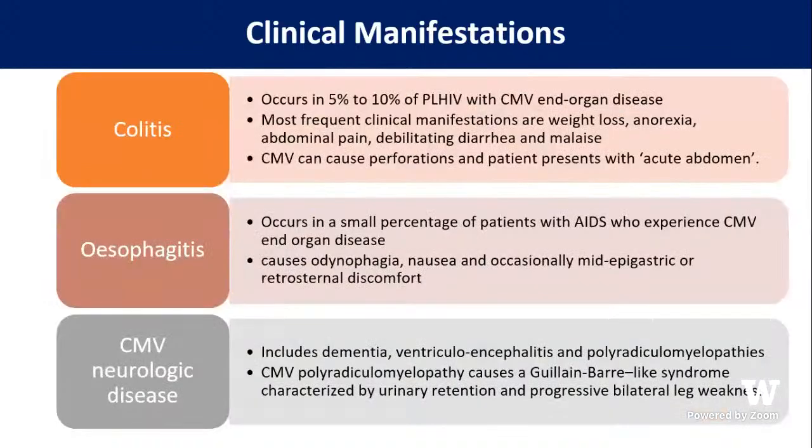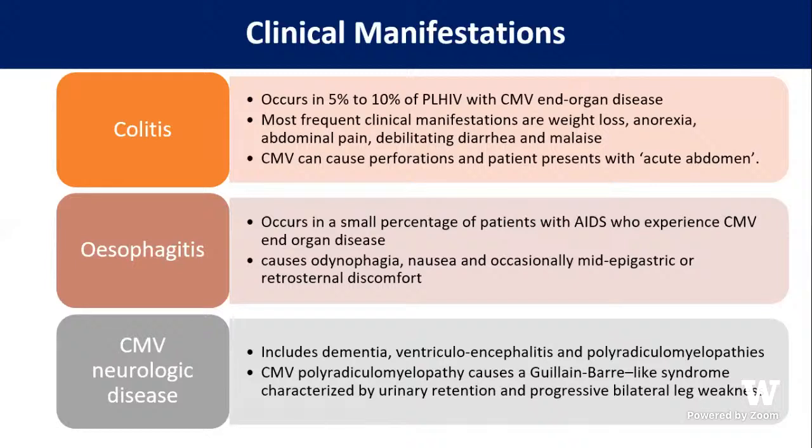Next. So colitis, esophagitis, and other neurological diseases are other manifestations of CMV disease. Colitis presents with weight loss, anorexia, GI bleeding, debilitating diarrhea, and malaise. Sometimes it can cause perforation and can present as an acute abdomen. Esophagitis presents just like an esophageal ulcer with odynophagia, difficulty in swallowing, painful swallowing, and on an upper GI endoscopy, you may actually see a large ulcer. And if you do a biopsy from the ulcer, you will be able to demonstrate CMV in that.